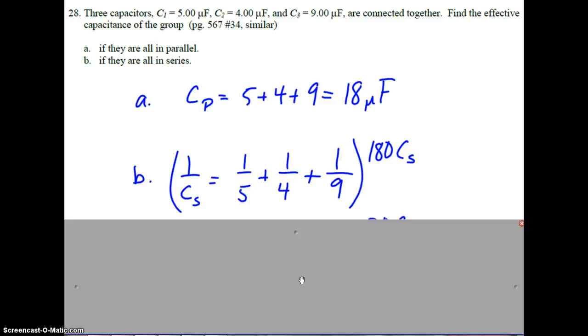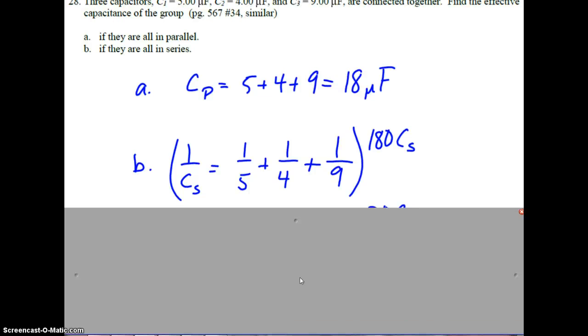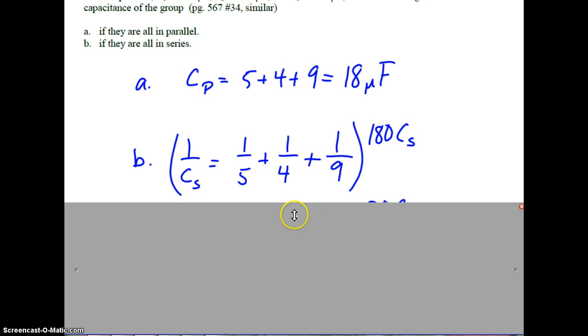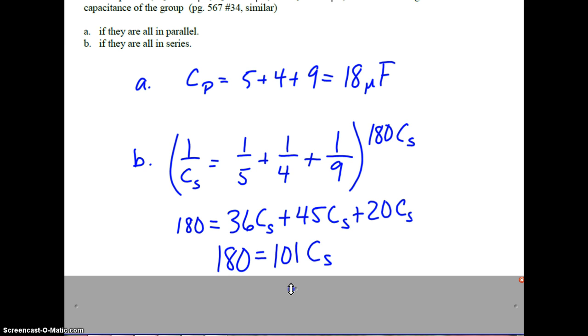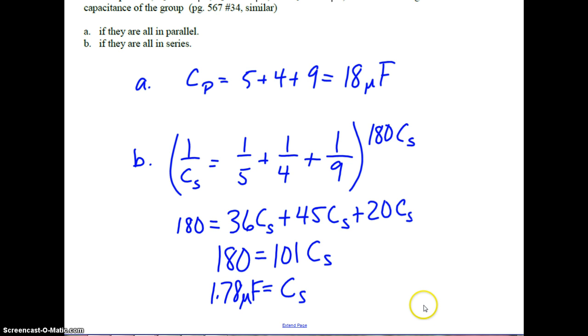And probably the easiest common denominator to multiply to get rid of the fractions is 180 CS. That makes our first term 180, our second term 36 CS, our next term 45 CS, and our last term 20 CS. That's a total of 101 CS's. Divide both sides by 101, and we get 1.78 microfarads.